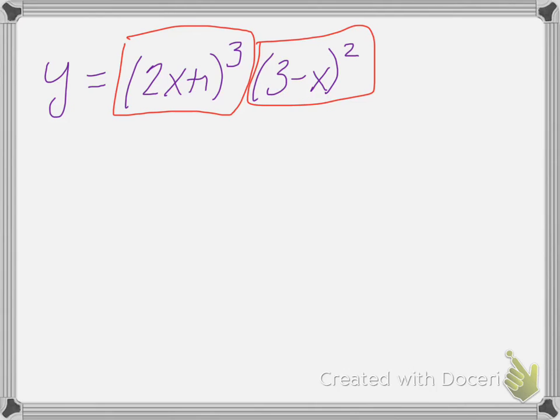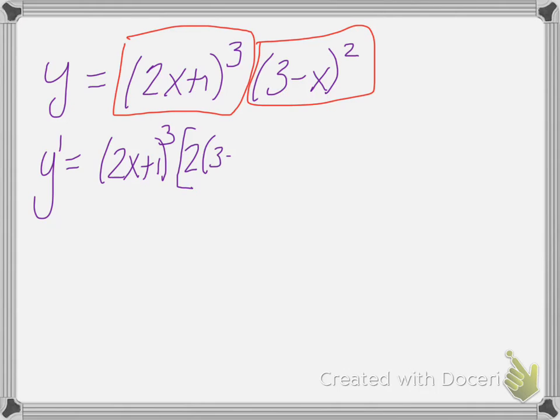Okay, so the derivative is going to be the first times the derivative of the second. So the second requires a chain rule. Bring down the 2, keep the inside. 2 minus 1 is 1, and then the derivative of the inside is negative 1.